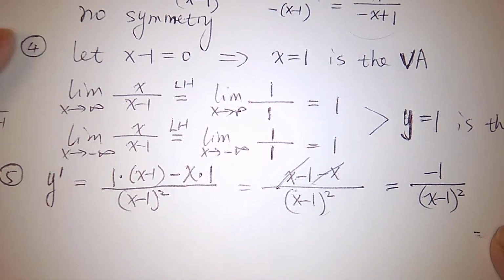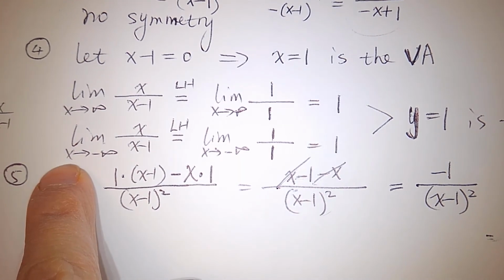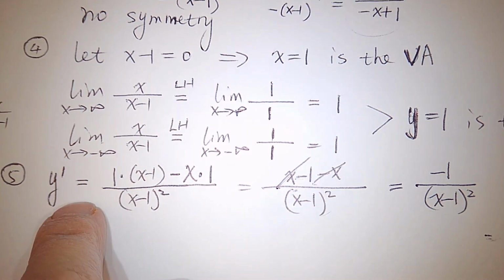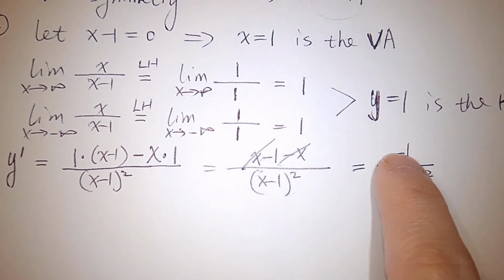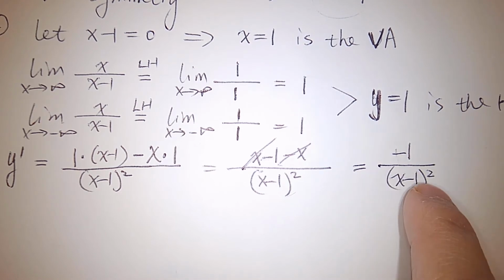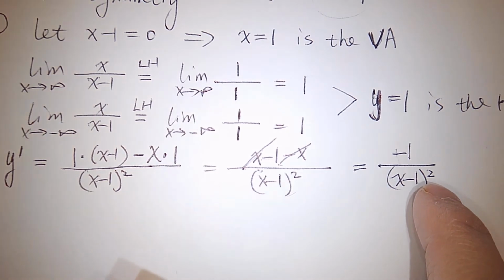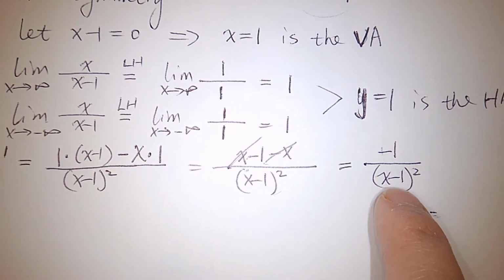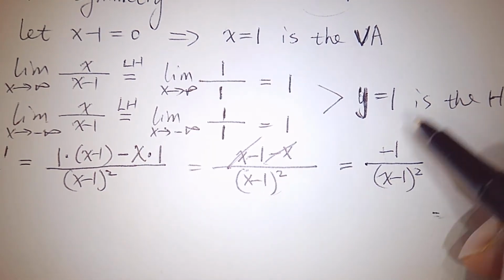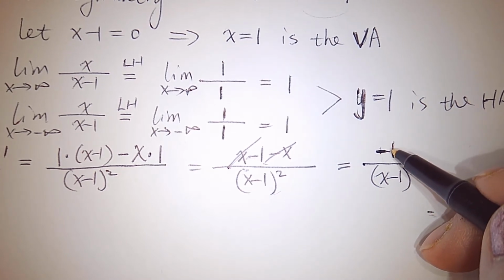We know that when y prime is positive, y is what? Increasing. When y prime is negative on some interval, y is what? Decreasing. However, we have negative 1 over x minus 1 squared. What do you think about the sign for this? Can it be positive, Tyler? No. How about 0? Can this be 0? We don't have a 0 on top, so it cannot be 0, right?